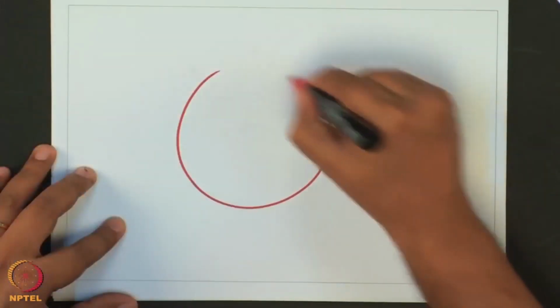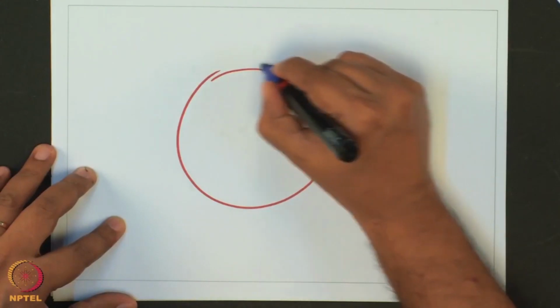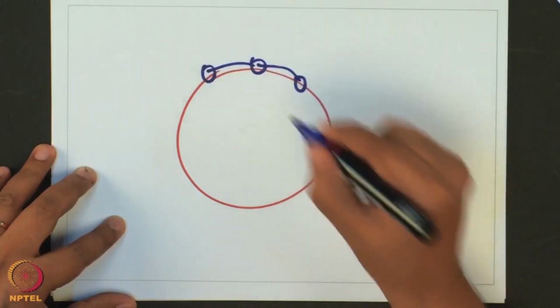If I want to say that something is moving along the circle, I have to only talk about change in theta, right? If I just say that something is moving along the periphery of the circle, along the circumference, I have to only say how the theta changes, right? So if I want to discuss motion along the circle, I want to say something is moving from here to here to here and so on and so forth.